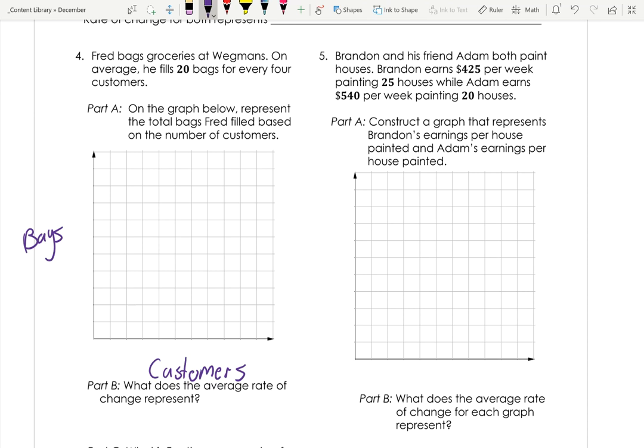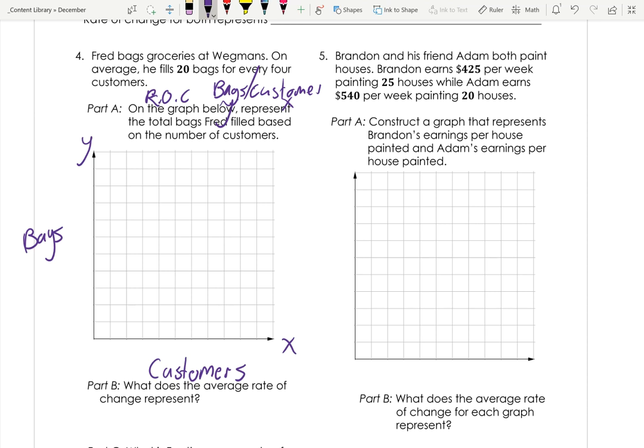And on the y-axis, it'll be bags. Now, our slope essentially is going to represent our rate of change. It will represent essentially bags per customer. Meaning that bags would be my change in y, customers would be my change in x. So that's why I wrote customers on the x-axis, bags on the y-axis, in case you were confused as to why I did that.